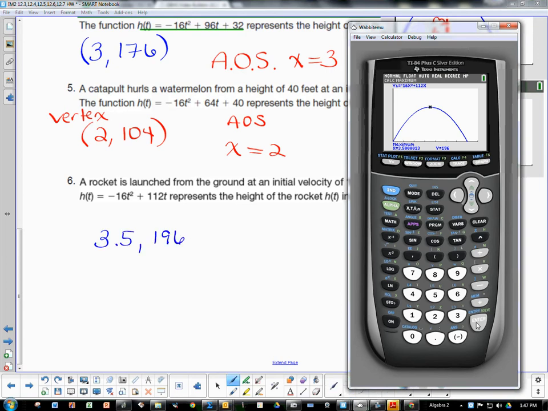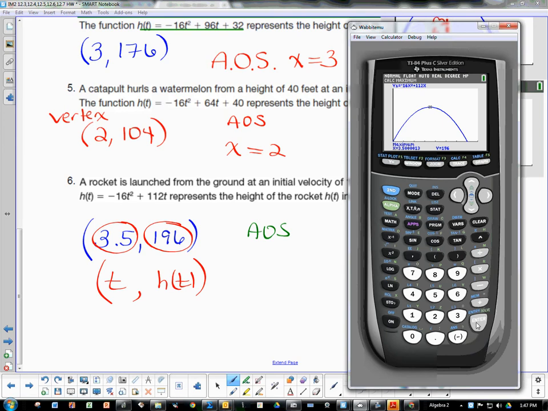3.5 comma 196. Now keep in mind our variables are t comma h at t. So this 3.5 is the time it takes this rocket to reach a height of 196. So that's the maximum height. That means your axis of symmetry is going to be, now we can say x is equal to 3.5, or you could actually say t is equal to 3.5. You could have actually said t equals 2 up here, and then t equals 3 up here. It really doesn't matter because our t variable has kind of taken the place of x.